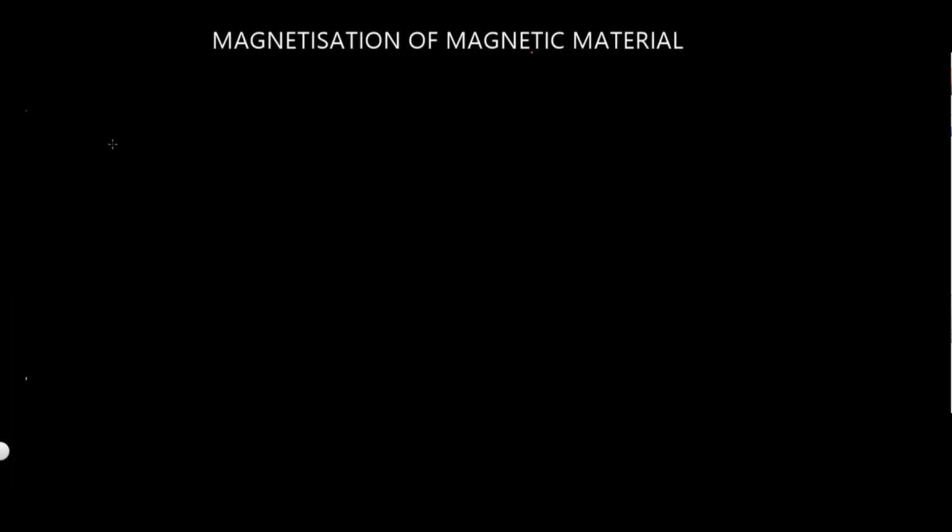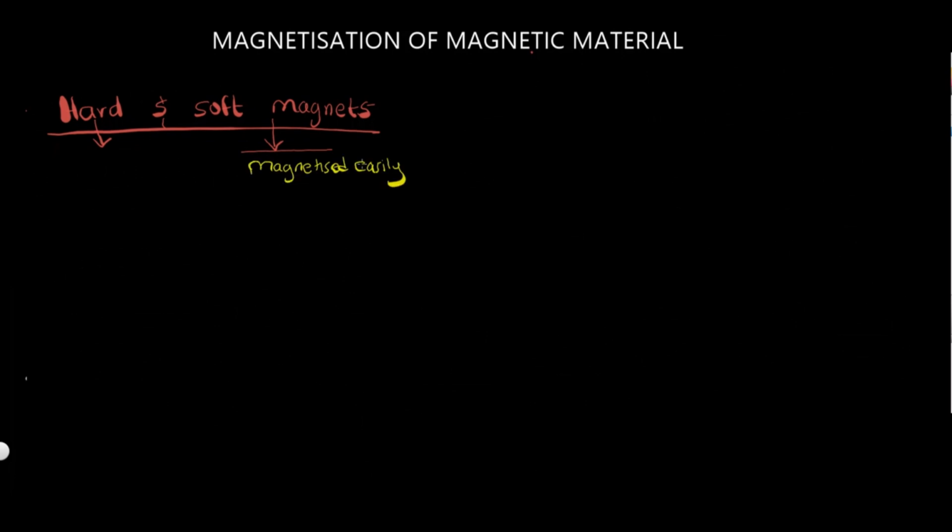So we have two types of magnets, hard and soft magnets. What is the difference between these two? What is a hard magnet and what is a soft magnet? A soft magnet is a magnetic material that gets magnetized easily. Also, they do not retain their magnetism.